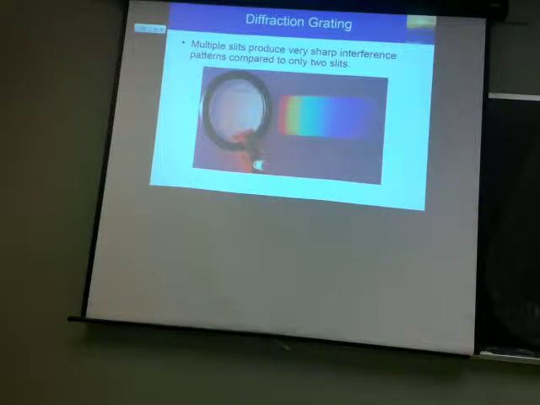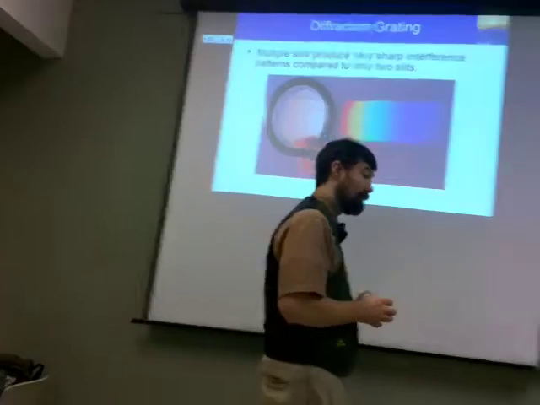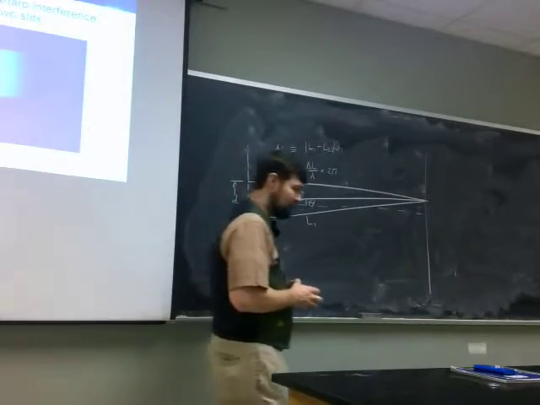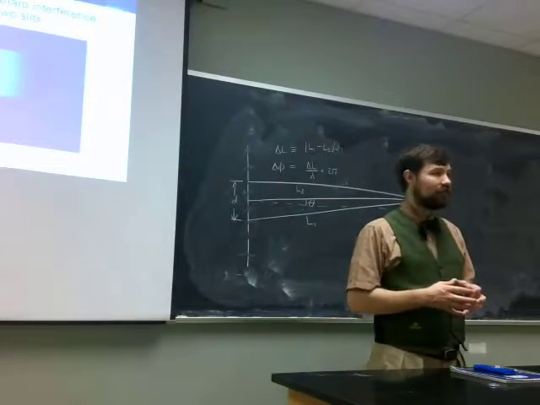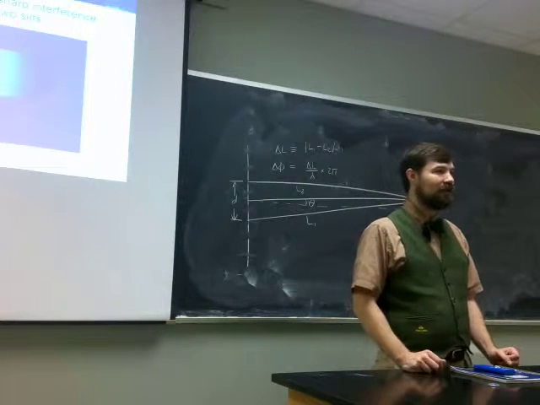A diffraction grating actually is one of the more useful devices we have out there. It's what you use to make spectrometers, among other things. What do spectrometers allow you to do? Well, they allow you to figure out what kind of gas is present in an object.